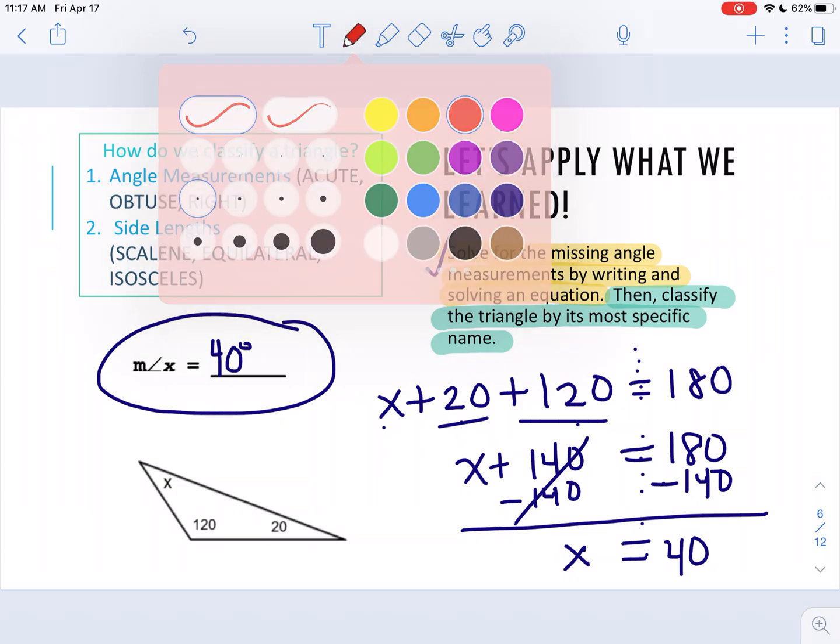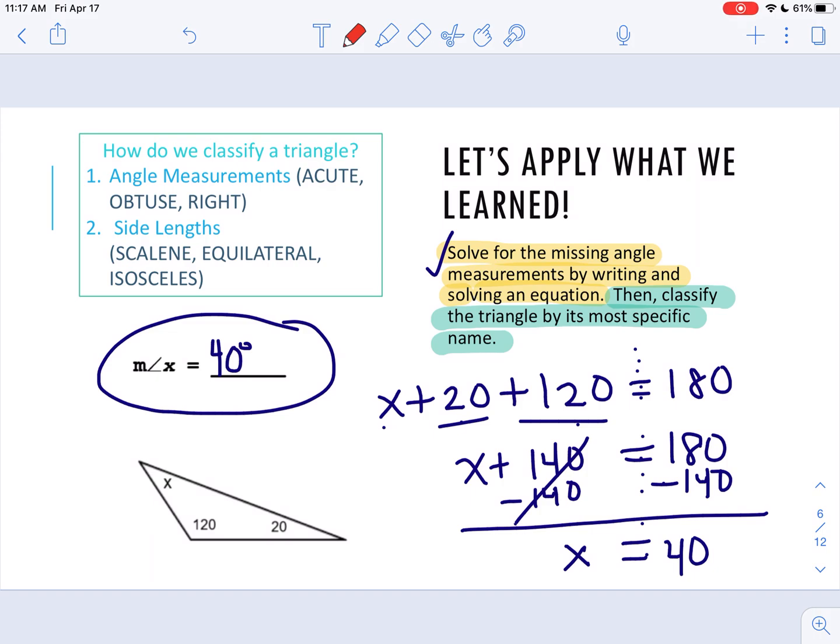Our next part, though, is to actually classify the triangle by its most specific name. Now remember, to classify a triangle, we start by its angle measurements. I look here, we have the 40-degree angle, the 20-degree angle, and the 120 degrees. Since I automatically have an obtuse angle, I'm going to call this an obtuse triangle. But remember, when we classify a triangle, we also need to classify it by its side lengths. So is this a scalene, an equilateral, or an isosceles? Well, that's tough, right? Because we don't really have too much information here about its side lengths.